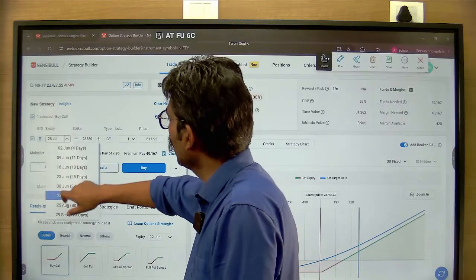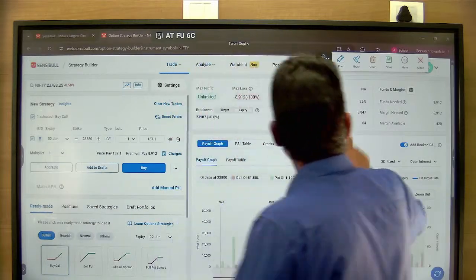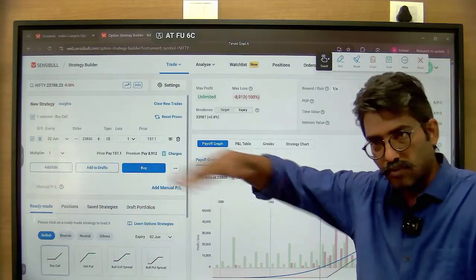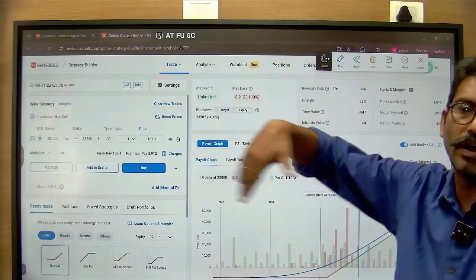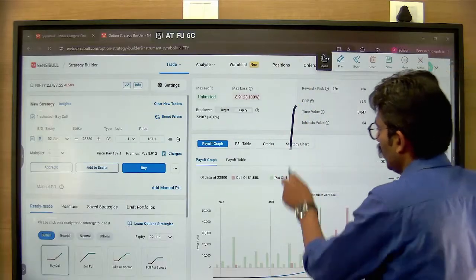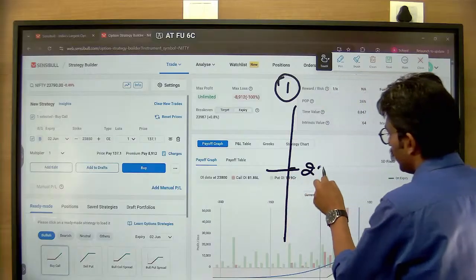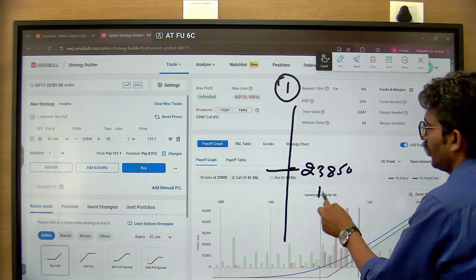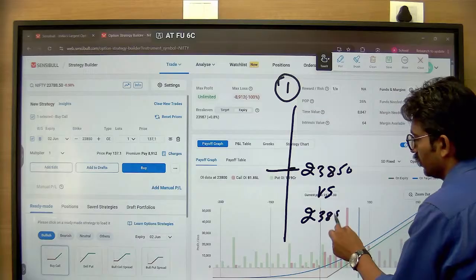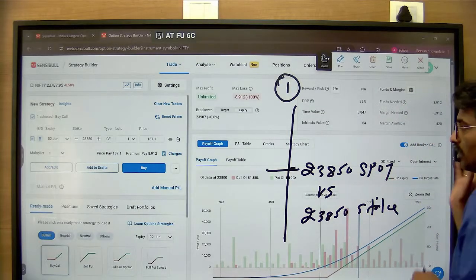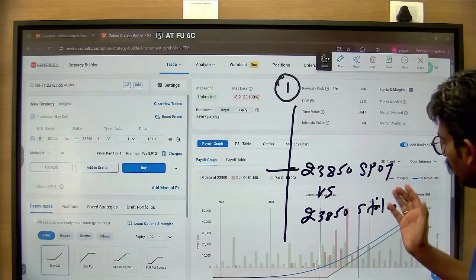Now let's come back to this one. Look at the probability of profit. You are saying the market is at this level, and what is the probability of this crossing? Let's go farther. I am increasing the strike. So first case, the market is at this level, and you have chosen a strike which is at this level. This is spot and this is strike. Okay. Now let's take a case 2.